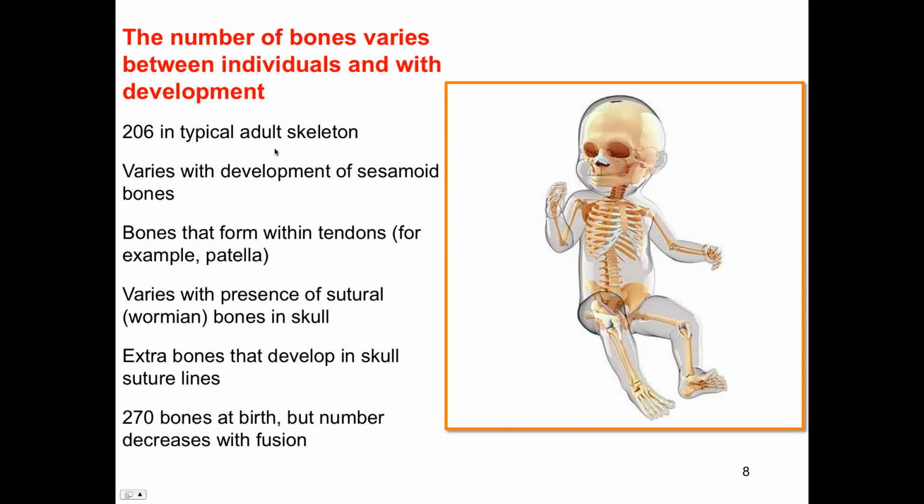So there's 206 bones in the typical adult skeleton, and this is going to vary with development of sesamoid bones as well as sutural bones. The sutural bones are also called wormian bones. I think it should have a capital on it, but I apologize if it was supposed to. And then there's some bones that form within tendons, like the patella, all right? So there's extra bones, like I said, these sutural bones within the suture lines. And like I said, at birth, you can have 270 bones, and then those are going to decrease as those bones fuse, all right?